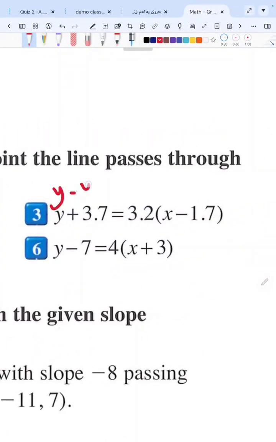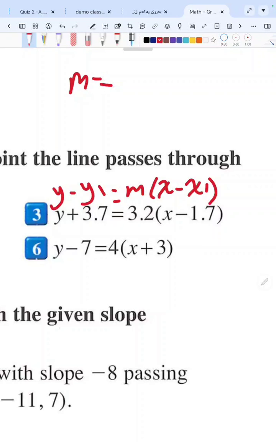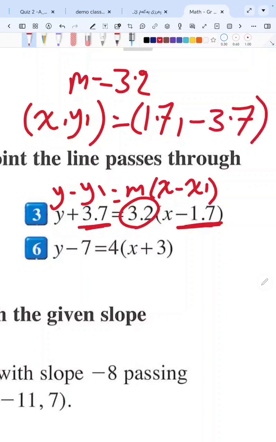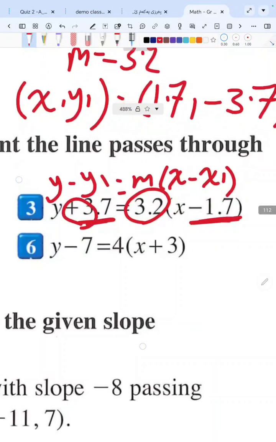Again, y minus y1 equals m times (x minus x1). m equals what? m equals 3. x1, y1 equals what? x1 equals positive 1.7 and y1 equals negative 3.7. So change positive to negative.